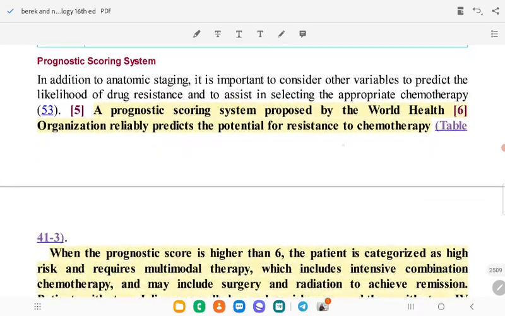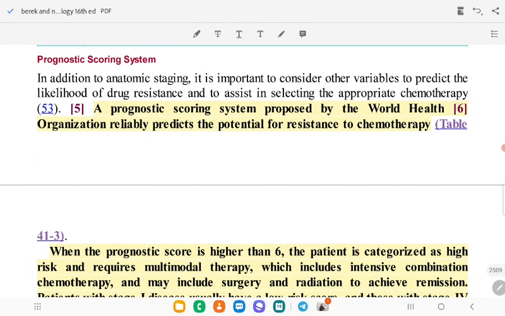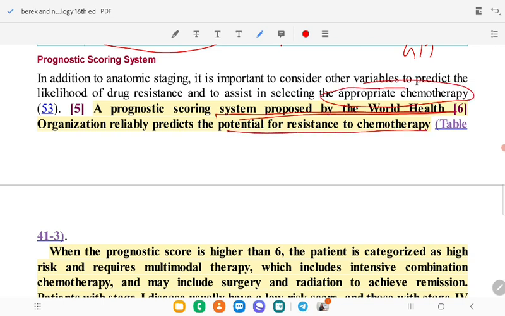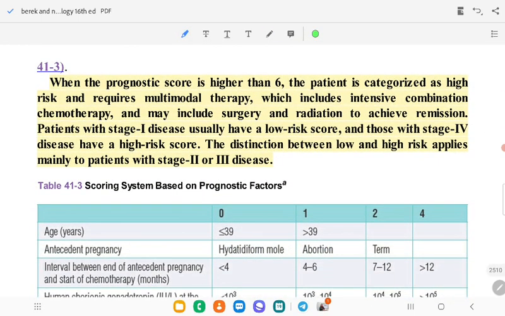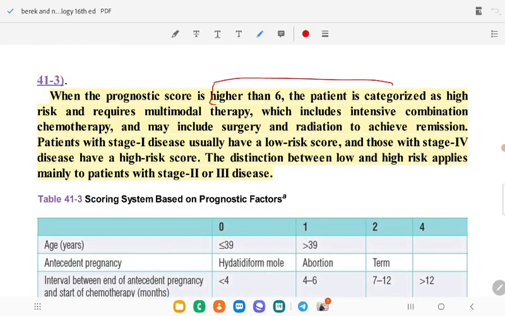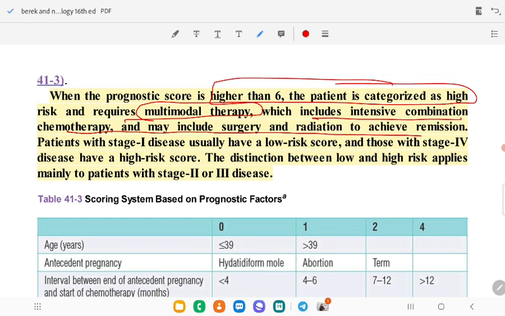Prognostic scoring system. In addition to anatomic staging, it considers other variables to predict the likelihood of drug resistance, to assist in selecting appropriate chemotherapy. The prognostic score system is approved by the WHO and predicts potential resistance to chemotherapy. When the prognostic score is higher than 6, the patient is categorized as high risk, requiring multimodal therapy like combination chemotherapy. Intensive combination chemotherapy may include surgery and radiation to achieve remission.